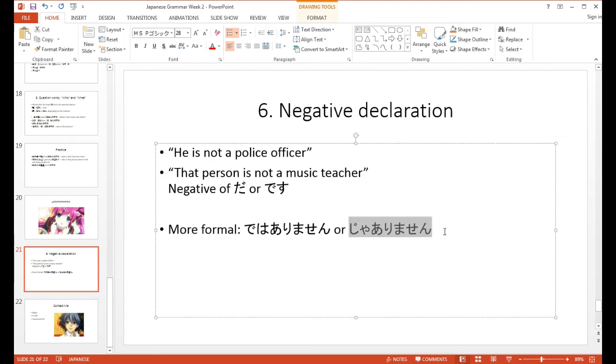Now this ja arimasen here is used in dialogue, while the other one is more formal. Well, they're both used in dialogue, but ja is often used in dialogue. It's often used in dialogue. All right.